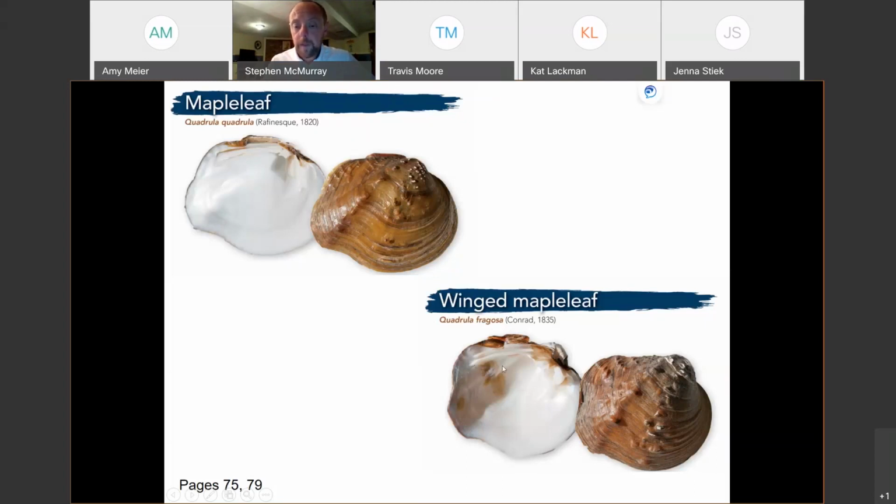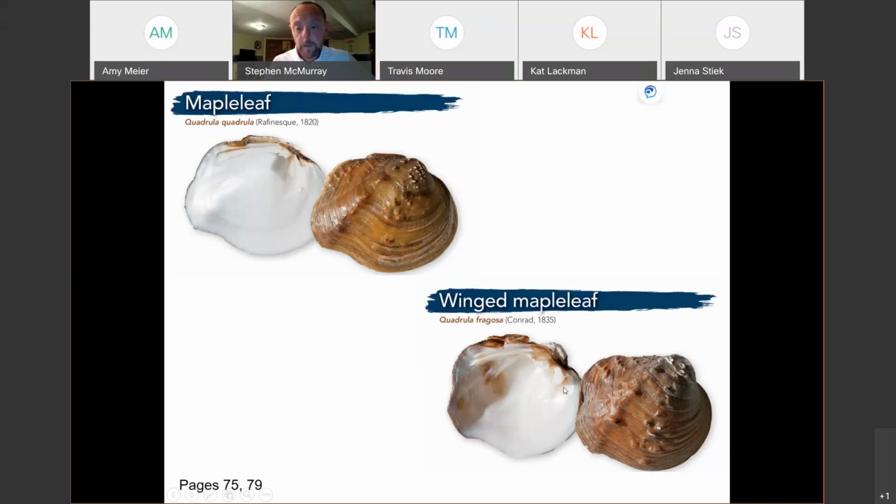And then this picture doesn't really do it justice because of the orientation of the left valve. But this lateral tooth on winged maple leaf is very painfully straight, and it's not so much in maple leaf as it starts to drop off. You can kind of tell too if you draw a box around these. This really does approach way more of a quadrate shape and outline than maple leaf does.